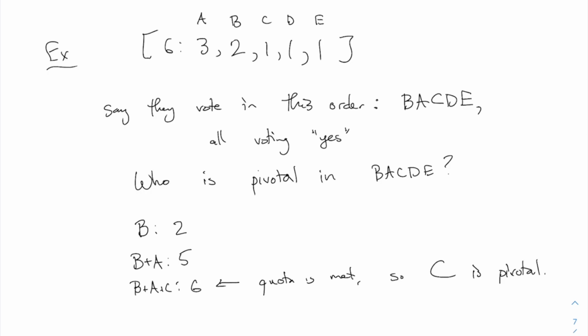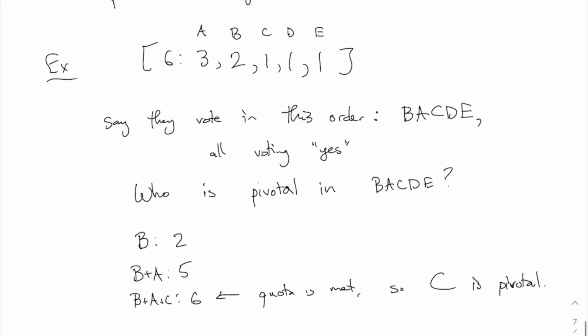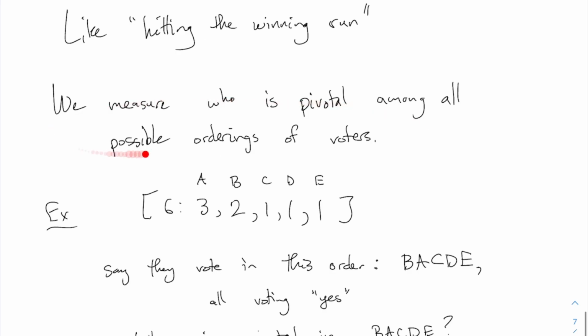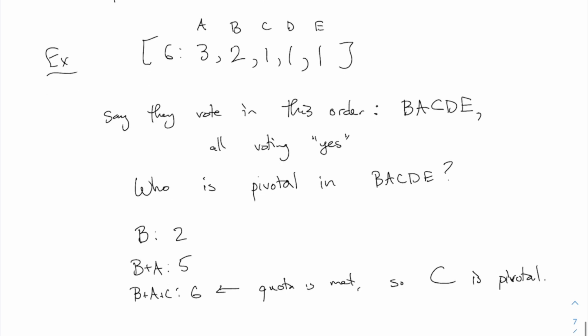So will the problem tell you which order they're voting in? No. In this case, the order really matters here. What I can say is, in this particular ordering, C was pivotal. Now, when you actually do the Shapley-Shubik, like I said, we're going to measure who is pivotal among all possible orderings. So the way you do this is you write down all the different ways you could order this, and then you count how often C is pivotal, how often A is pivotal. That's where we're going with this.